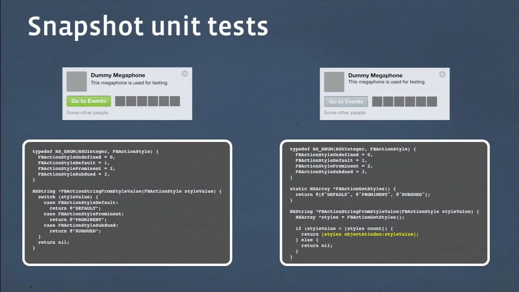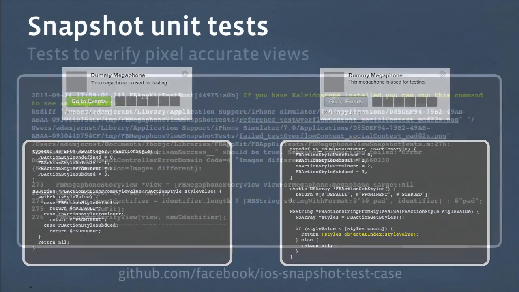Well, somebody decided to get a little more clever about this, which is fine. They wrote the following code that iterates over the values and returns a string. But they had an off by 1 error. So as they're iterating over the strings, when they got to subdued, they're actually returning prominent. And when they're returning prominent, they're returning default. It's just a bug. It was a visual bug. But the bug never actually made it into the tree because our snapshot unit test caught it. So super, super handy.